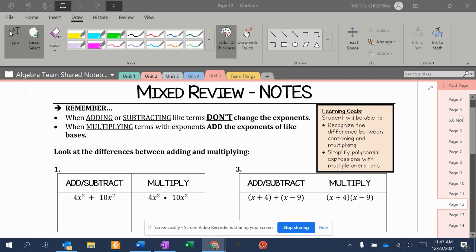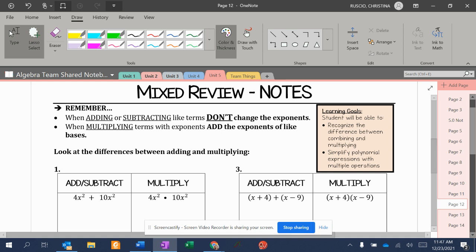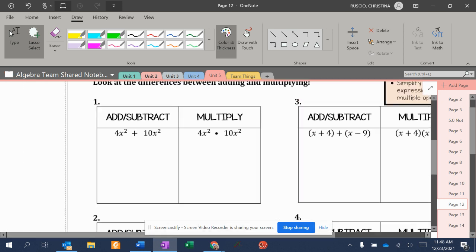So what we're going to do today is identify some similarities and differences between adding, subtracting versus multiplication, and then we're going to deal with order of operations with polynomials too. So a couple things to remember: when you add and subtract, the powers don't change. When you multiply and they have the same base, you can add the exponents. So let's look at some of these examples down below to see the similarities and mainly differences.